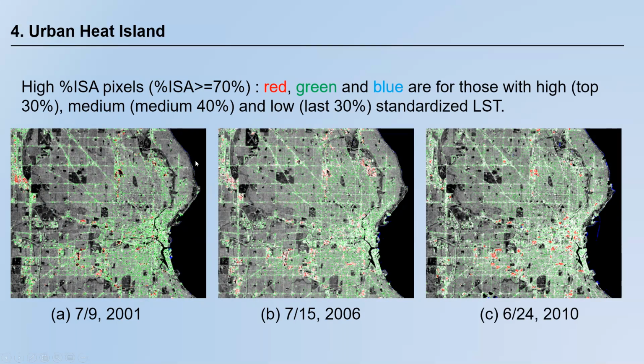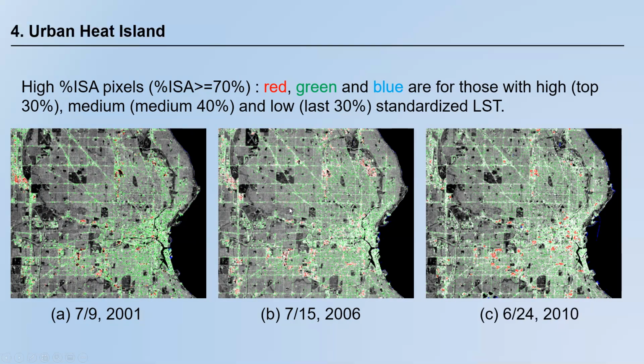You can see that we have three figures here. They're still covering the same area. Again, it's Milwaukee City. Here is the downtown, and on the right side we have a black area, which is a water body, Lake Michigan, right? And you can see that these three images are from different years. The first one is from 2001, another one is from 2006, and the third one is from 2010.